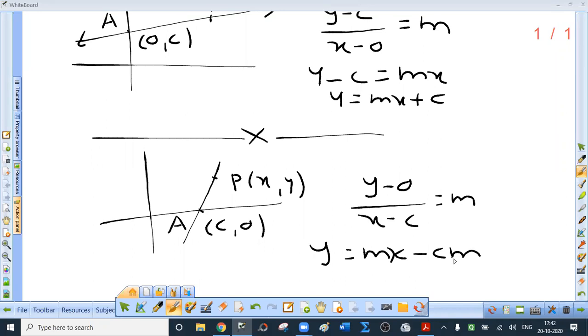This is the equation of a line in which form? In slope x-intercept form. See, which one is simple? This one. Why? Because y equals mx plus constant, where the constant on the right-hand side is the y-intercept. But here the constant on the right-hand side is what? It is negative slope into x-intercept. Right? And that is why hereafter by slope intercept form we mean slope y-intercept form.